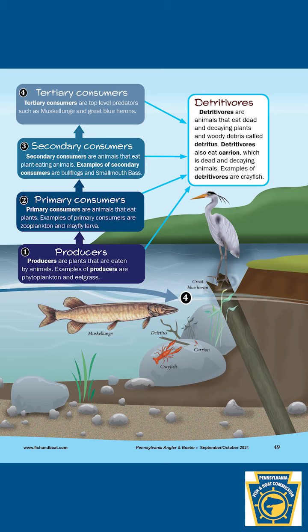Detrivores. Detrivores are animals that eat dead and decaying plants and woody debris called detritus. Detrivores also eat carrion, which is dead and decaying animals. Example of detrivores are crayfish.